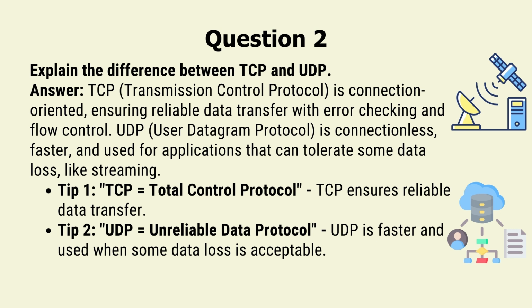Now let's explain the difference between TCP and UDP. TCP, or Transmission Control Protocol, is connection-oriented and ensures reliable data transfer with error checking and flow control. Think of it as the total control protocol. On the other hand, UDP, or User Datagram Protocol, is connectionless and faster, used for applications that can tolerate some data loss like streaming. We can call it the unreliable data protocol.